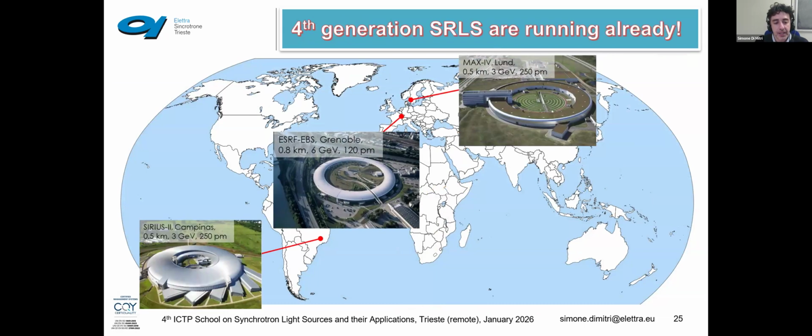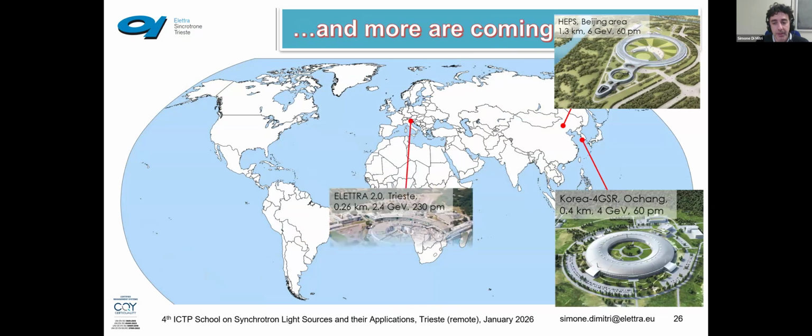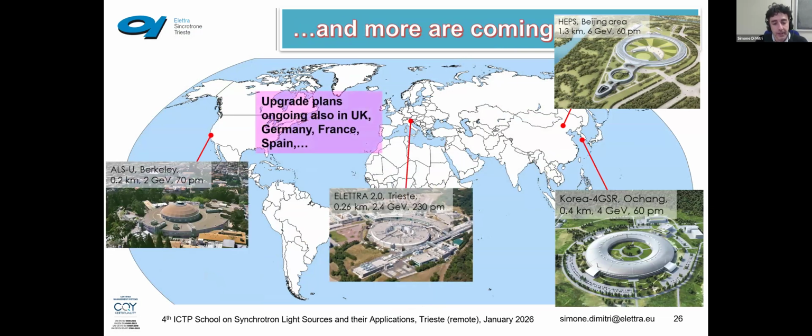Now, fourth generation storage ring light sources are already running. The first one in Sweden, already years ago. The second one recently in Grenoble in France, and very recently in Switzerland. I forgot, the second one actually was the one in Brazil. Last year in the US. A few others are coming in Asia, China and Korea, and in Italy, Elettra 2.0. There is a project running in California, and a few others are already at the design stage in the UK, Germany, and France. France I mentioned already, and there is one in the Paris area, and in Spain.